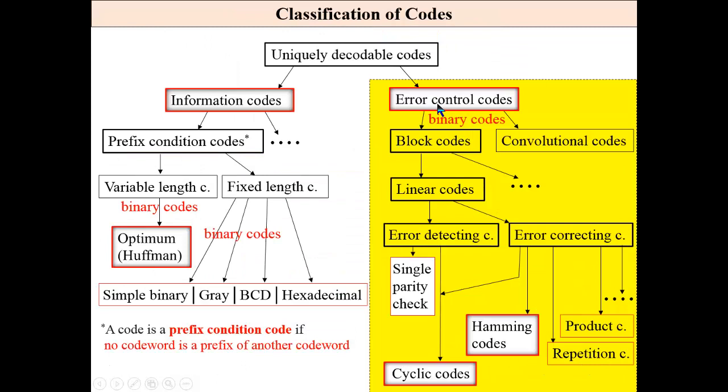Classification of error control codes. I will be dealing only with binary codes, block codes, and linear codes. We will discuss during the presentations error correcting codes, Hamming code and cyclic codes, and error detecting codes, single parity check code, and other codes will not be discussed.